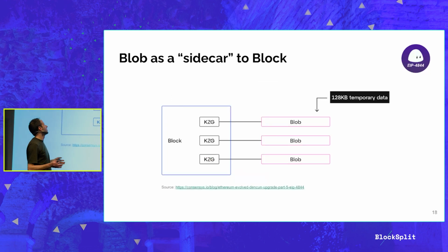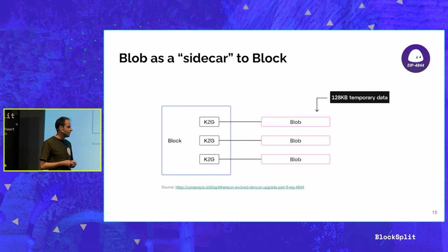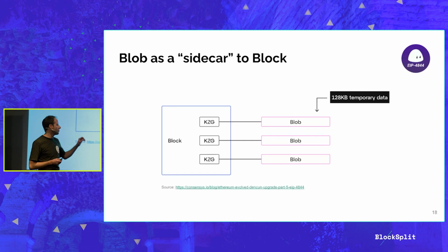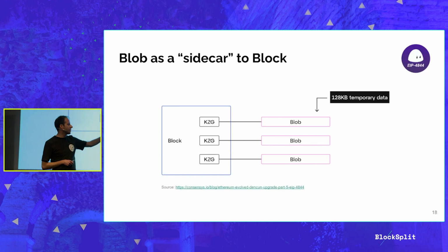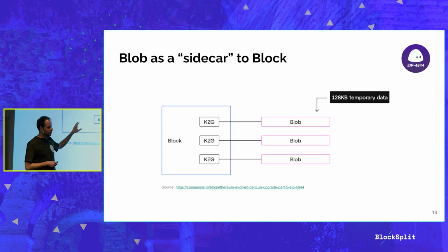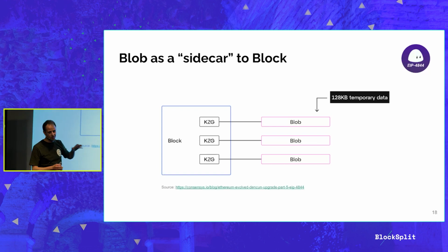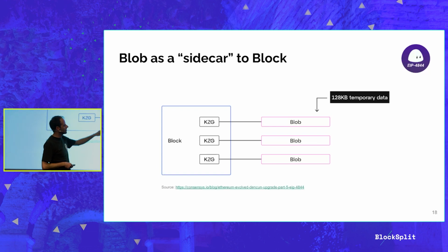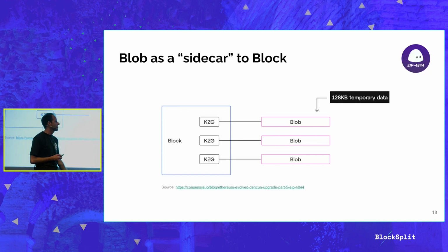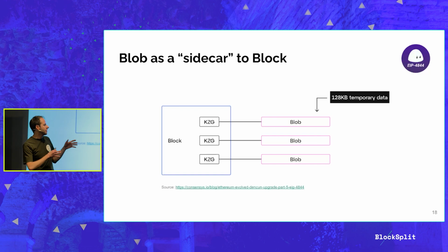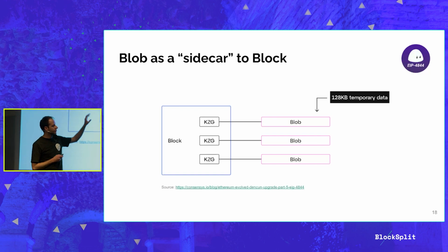So you can think of a blob as a sidecar to the block, because the block can live without the blob. Blobs are only referenced by type 3 transactions, but a blob cannot be added to the block without references. And also important, it is always a fixed size of 128 kilobytes. It doesn't matter how many transactions are inside the blob, it will always have a fixed size.